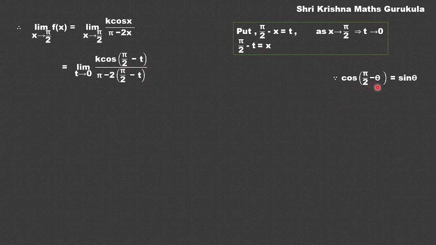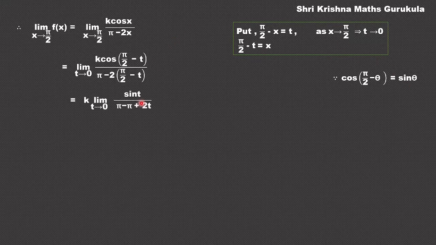Now look at the numerator term, cos of pi by 2 minus t. Cos of pi by 2 minus theta is sin theta. How do we know that? Pi by 2 minus theta is an acute angle in the first quadrant. In the first quadrant, all trigonometric functions are positive, so is the cos function. The angle is expressed in terms of pi by 2, so the trigonometric function changes to its cofunction. So cos changes to sin theta.